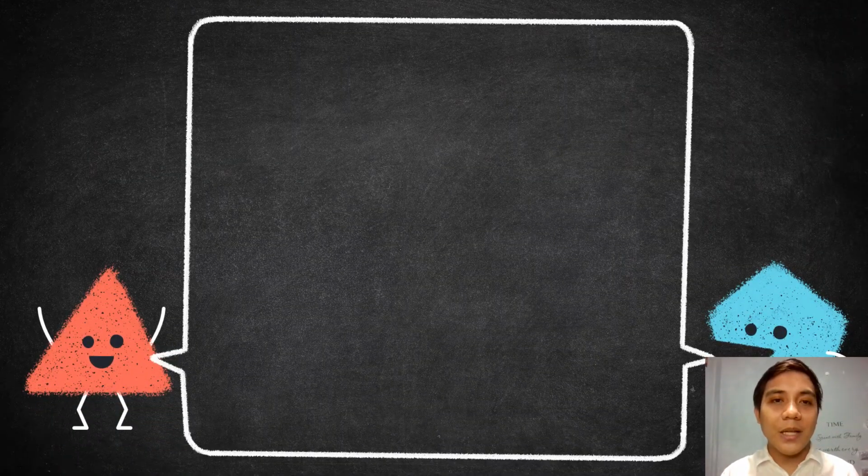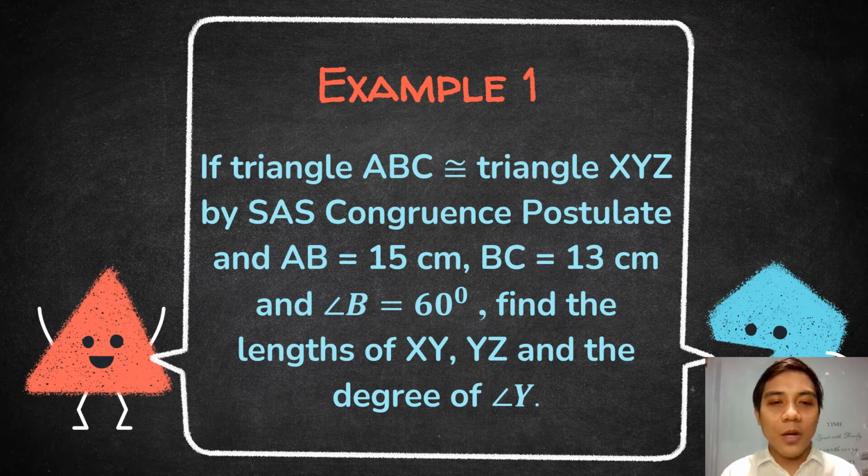Okay, learners, let's discuss example 1. If triangle ABC is congruent to triangle XYZ by the SAS congruence postulate, and the length of AB is equal to 15 cm, while the length of BC is equal to 13 cm, and angle B is equal to 60 degrees, find the lengths of XY, YZ, and the degree of angle Y.